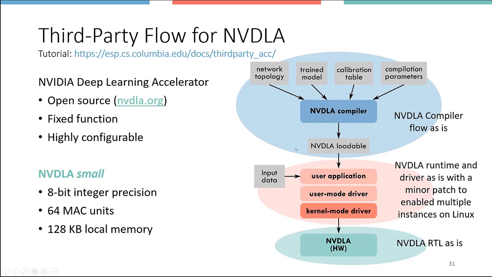For this third-party flow, the hardware gets integrated very easily. I'll show you a little bit the steps. And then the idea is that you want to keep the software stack of the accelerator that you integrate as is. If the accelerator doesn't have a software stack, doesn't have some device driver and application, then maybe you can use ESP to design one. But if it already has one, the idea is to keep it and compile it and use it as is, which was the case for NVDLA. I'm gonna already show this even before showing how to use NVDLA in the repository.